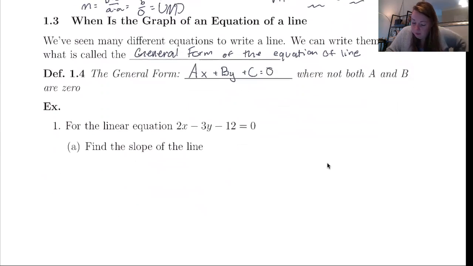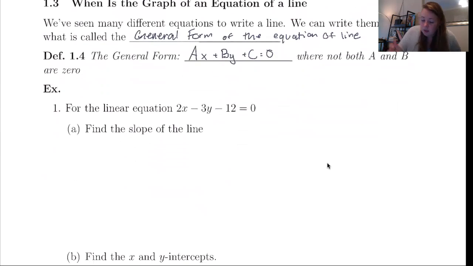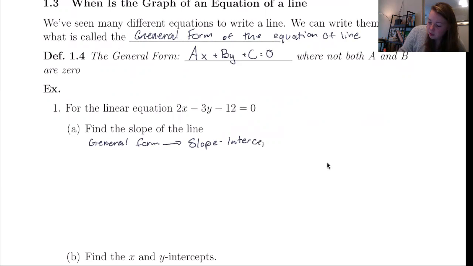For the linear equation 2x minus 3y minus 12 equals 0, we're asked to find the slope of the line. There are many different ways to do this. You can plug in two values for y and then find the slope between them. I think that's a lot of work, but we can just take the general form and change it into slope-intercept form. It's kind of hard to do point-slope, since you don't know what to pull out.